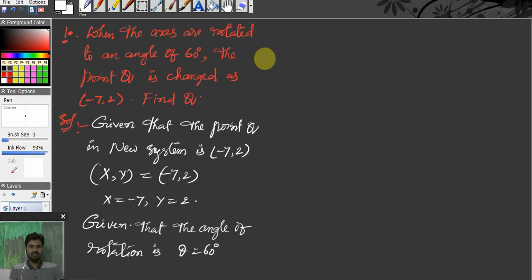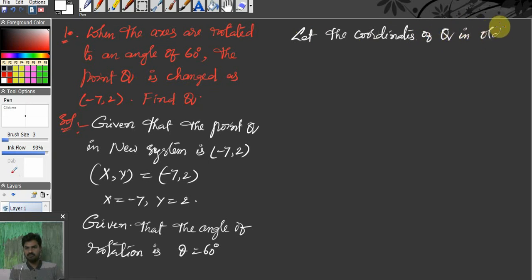Now what we have to find out is Q, meaning before changing, before doing the rotation of axes. That means the coordinates of the point Q in the world system. So let the coordinates of Q in the world system be taken in terms of small x and small y.